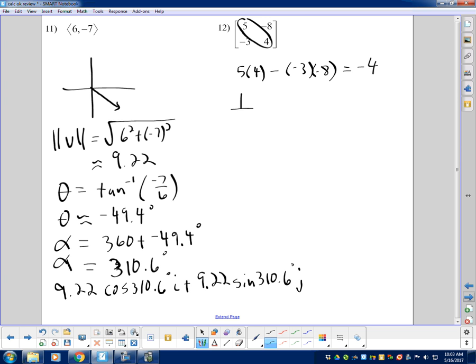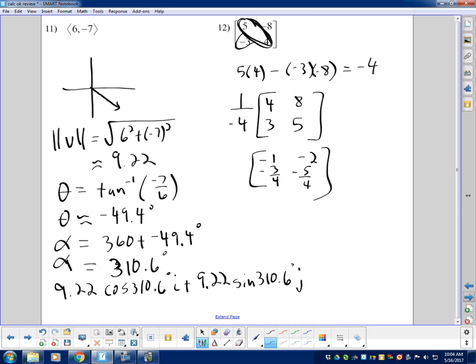Then what we want to do is take 1 over the determinant, 1 over negative 4, and multiply that by the following matrix. We switch the 2 on the main diagonal, 4 and 5, instead of 5 and 4, and we change the signs on the other diagonal, the 3 and 8. And then we go ahead and divide each term by negative 4. So my inverse is negative 1, negative 2, negative 3/4, and negative 5/4. So that is my inverse matrix. So once again, find the determinant, crisscross multiplying there, subtract the two products, divide that determinant into each term after you've swapped the 2 on the main diagonal. We circle them here and change the sign on those 2.